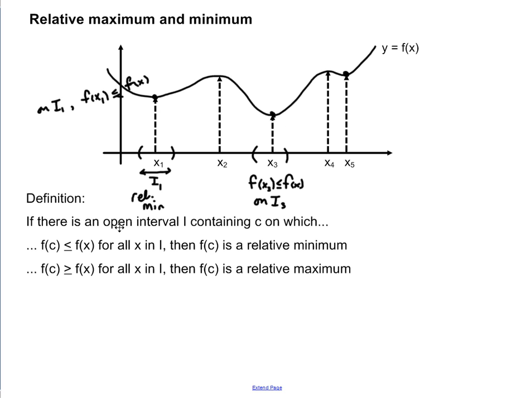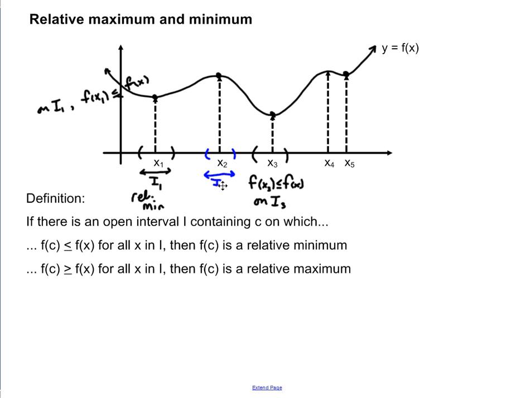Now, if there's an open interval I containing some point c on which f of c is greater than or equal to all the other f of x in that interval, then this is called a relative maximum. So x2 is a good example of a relative maximum. We say relative because we look around on this graph, and if we were to continue to the left or right, this graph might continue towards positive infinity, but in the close vicinity of x2, we build a little interval right here, we'll call it I2.